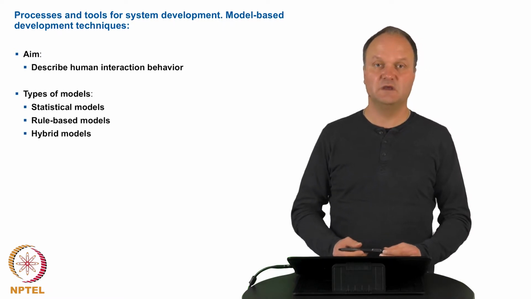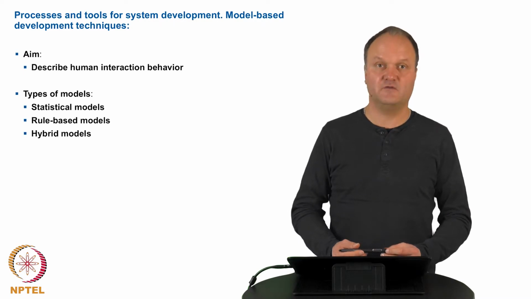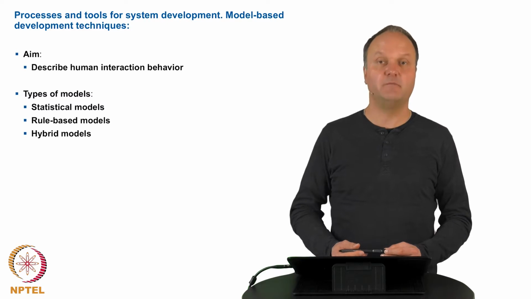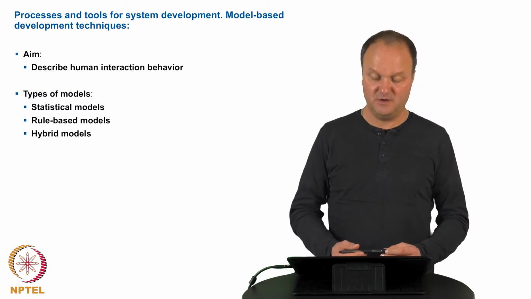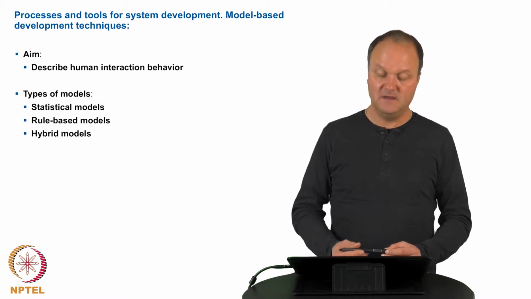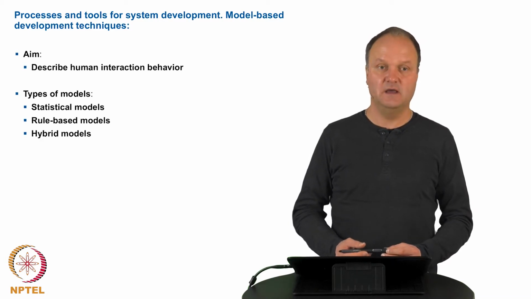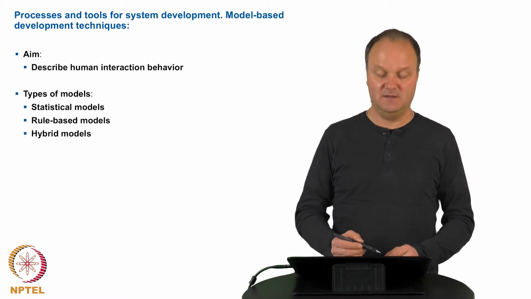Usually we distinguish between statistical models, that are models learned from data, for example using reinforcement learning. Partially observable Markov decision processes, or POMDPs, would be an example of this type of model. And on the other hand, rule-based models, which describe human interaction behavior via rules. There are also hybrid models which combine statistical and rule-based approaches, as we will see with the MeMo workbench at the end of this video.